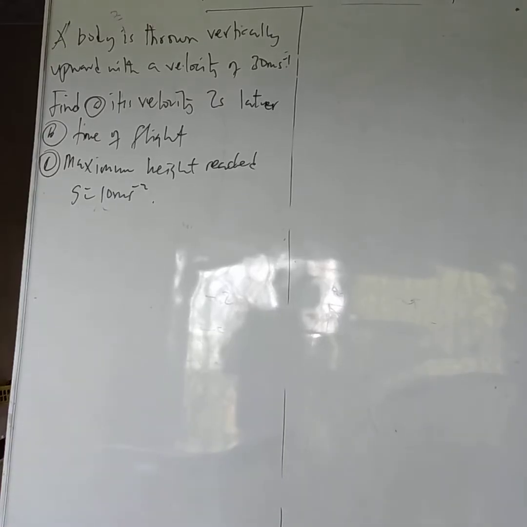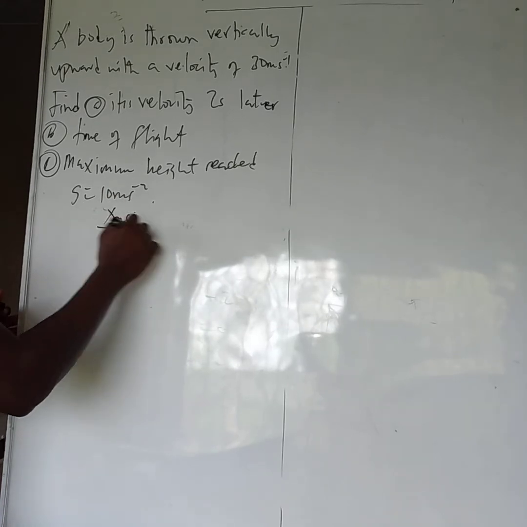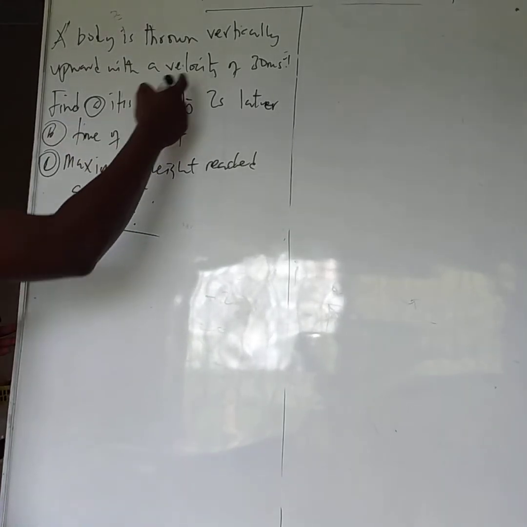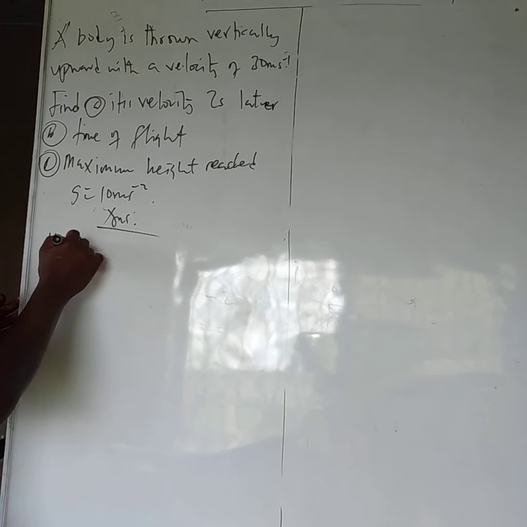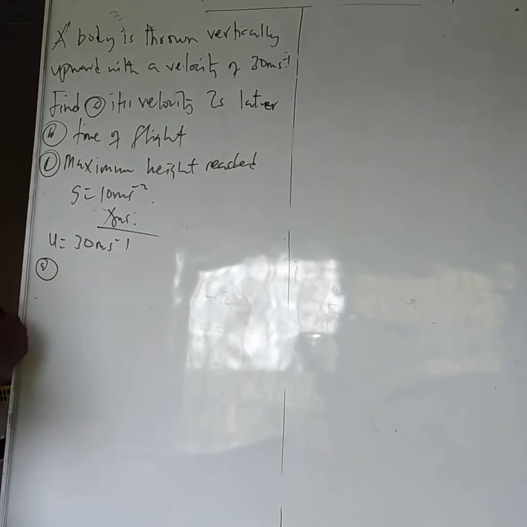Okay, so looking at the question on the board, we have a body thrown vertically upward with a velocity of 30 meters per second. Find A, its velocity 2 seconds later, B, the time of flight, and C, the maximum height reached. You have been given g to be this. So in our solution, the first thing, let's write what has been given to us. We have been given an initial velocity of 30 meters per second. And then A, we are to find its velocity 2 seconds later.